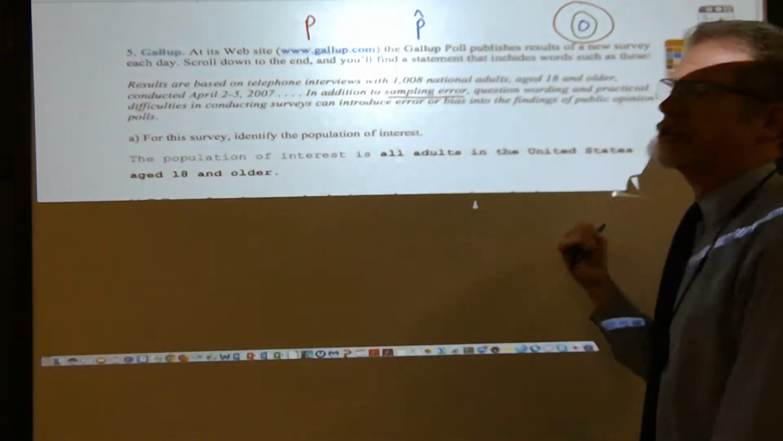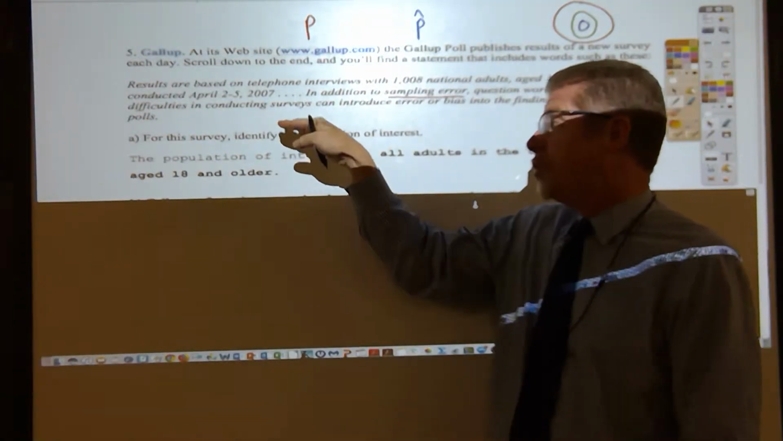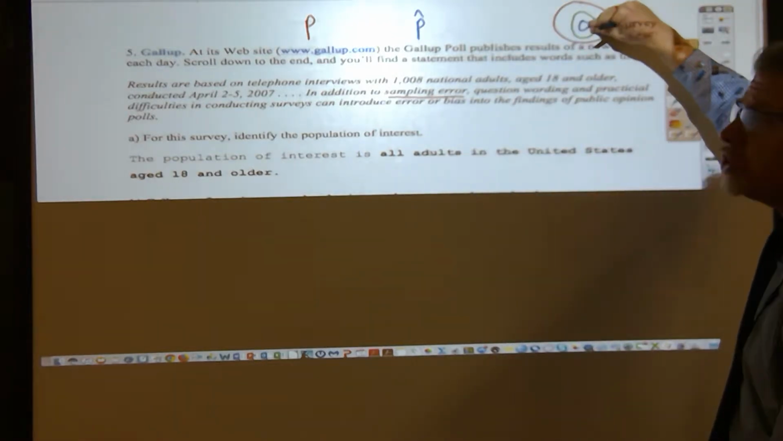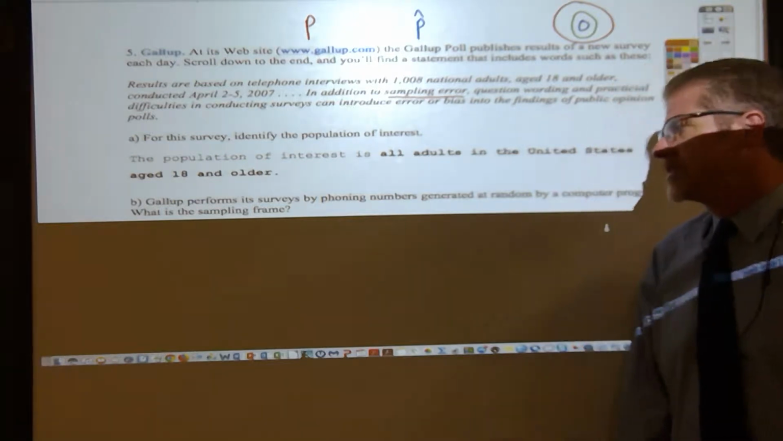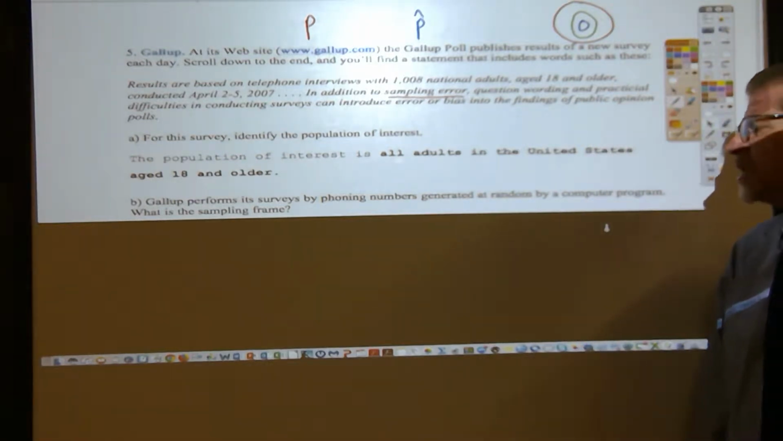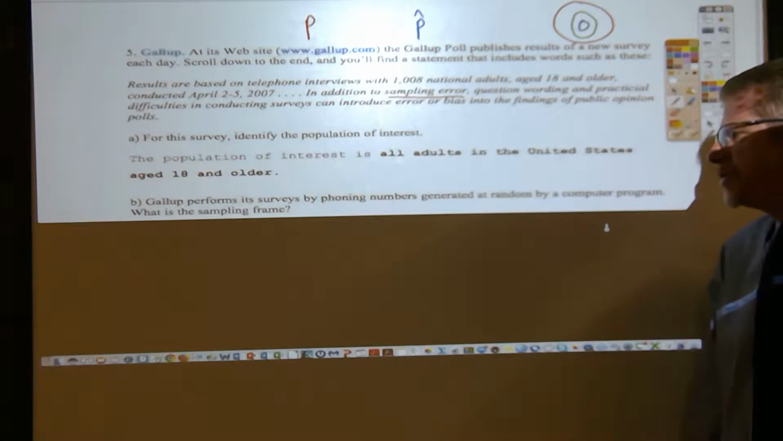You won't be able to judge whether your sample is representative unless you know what the population of interest is. You want blue to be representative of red. Part B, Gallup performs its surveys by phoning numbers generated at random by a computer program.